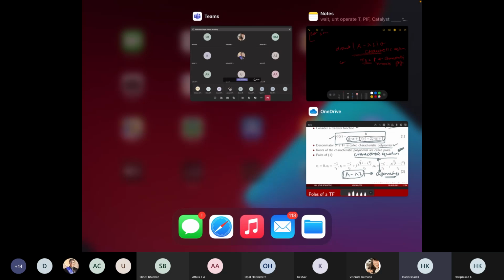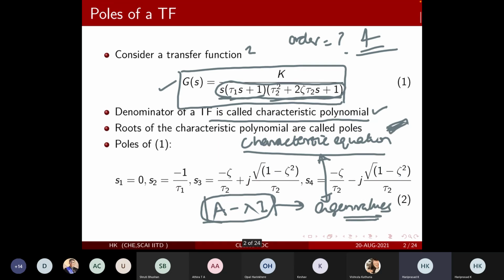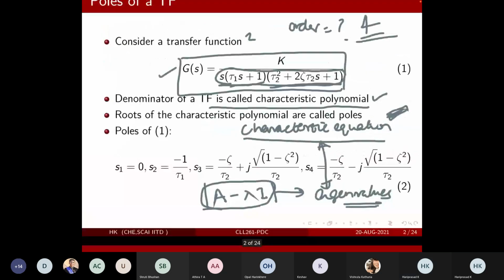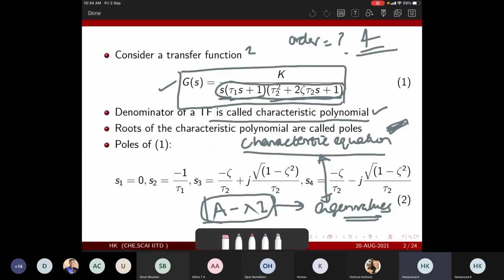Okay, so now coming back. We just did a detour, but let's come back and see what we are trying to do. The denominator of a transfer function is called the characteristic polynomial, and as I told you, there is an equivalent characteristic equation when you are speaking in discrete time, while the transfer function is in continuous time.